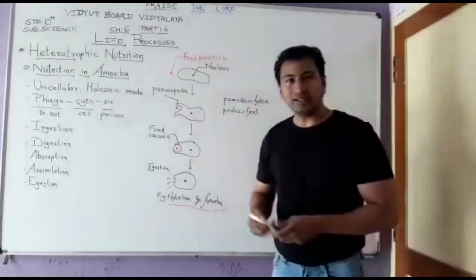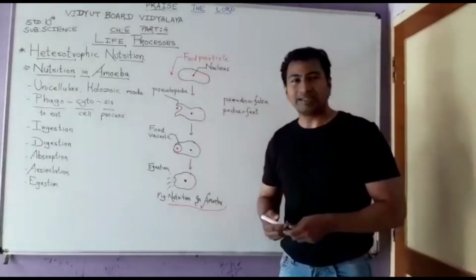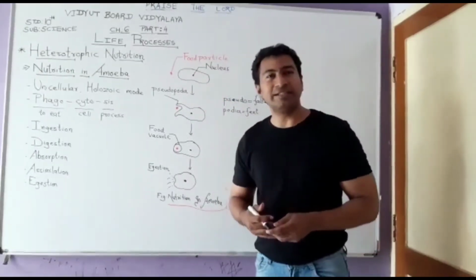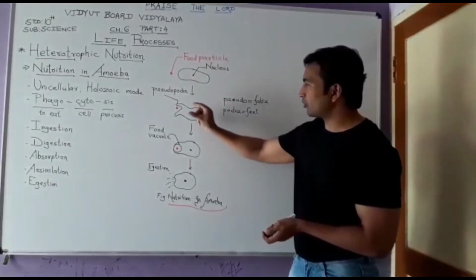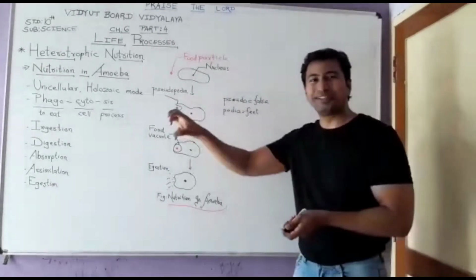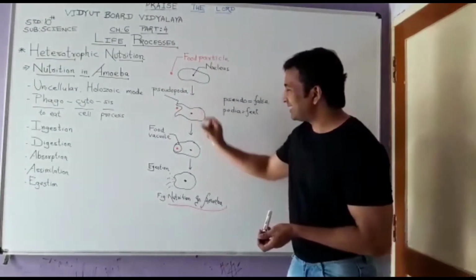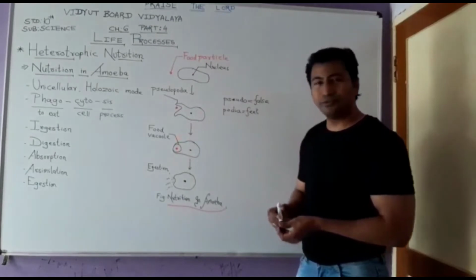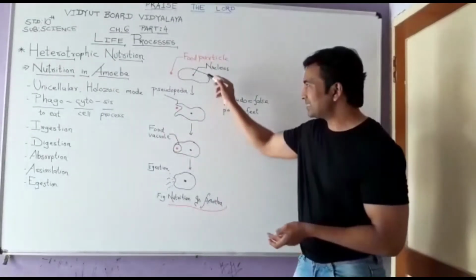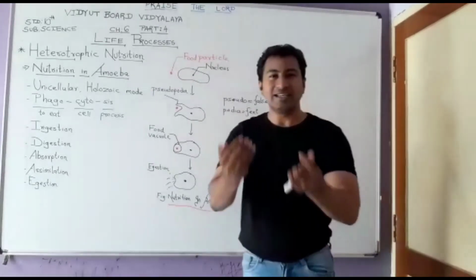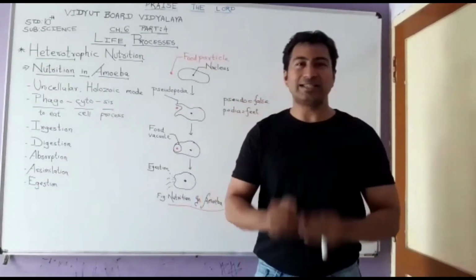Now in the aquatic medium, when amoeba and a food particle are in the vicinity of each other, amoeba forms finger-like structures to trap the food, to take the food inside. And when it encircles the entire food, it forms a food vacuole. This entire process is the ingestion of the food, that is to take the food inside.